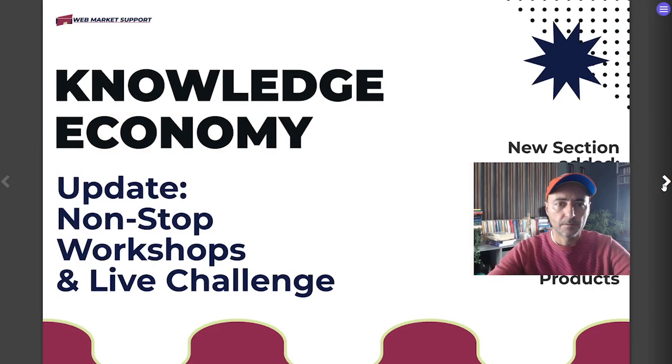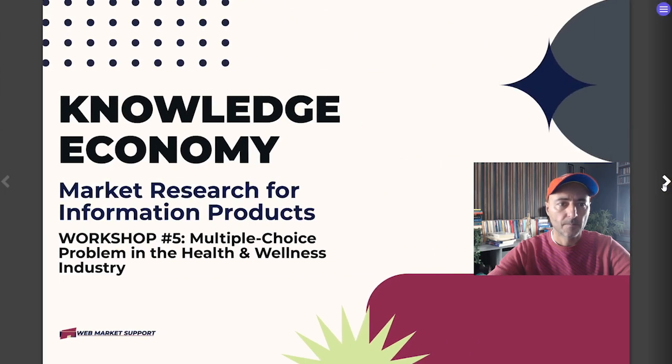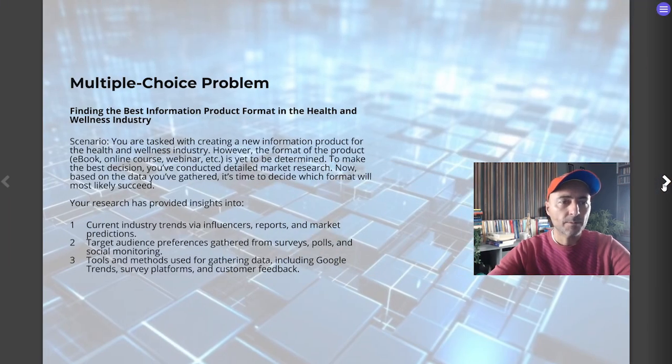So let's see. Workshop number 5, multiple choice problem in the health and wellness industry. So that's the problem: finding the best information product format in the health and wellness industry. This is the scenario. You are tasked with creating a new information product for the health and wellness industry. However, the format of the product, eBook, online course, webinar, or other, is yet to be determined.